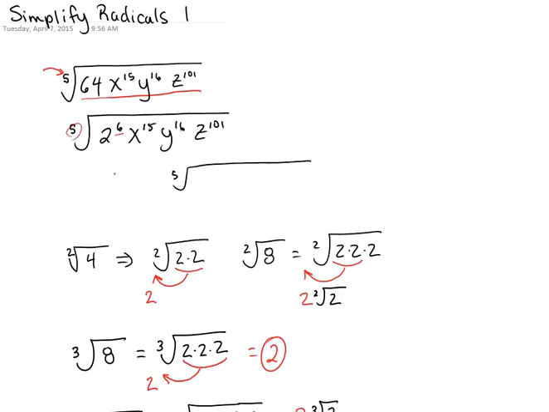So 5 goes into 6 one time, so there'll be a 2 on the outside, but a 2 left on the inside. 5 goes into 15 3 times, so we'll have x to the 3rd on the outside, no x's left on the inside. 5 goes into 16. 3 times 5 is 15, so we're going to have y to the 3rd, but with 1 y left over. Finally, 5 goes into 101 20 times, so we're going to have z to the 20th with 1 z left over. There you go. There's the answer.